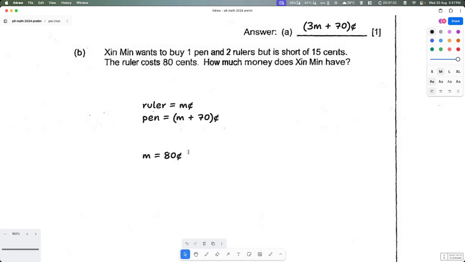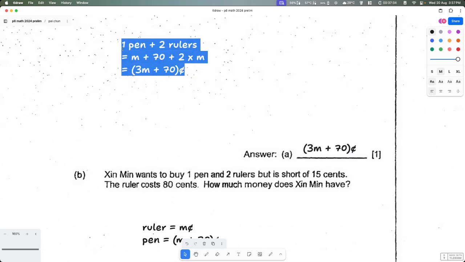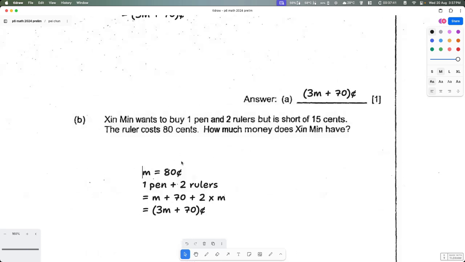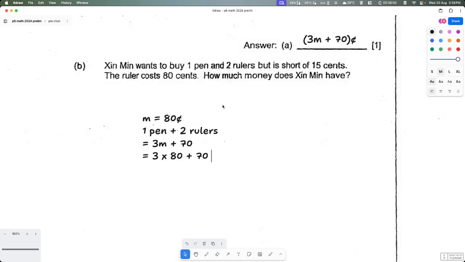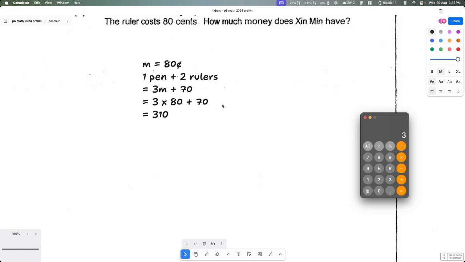Now we want to buy one pen and two rulers. Is it the same? One pen, two rulers. So I will just copy the whole thing. One pen plus two rulers. Let's see what's the cost. So m is 80 cents. One pen and two rulers is equal to 3m plus 70, which in this case is 3 times 80 plus 70. So what's 3 times 80? 240 plus 70 is 310. If you were to use your calculator, 3 times 80 plus 70, this will be 310 cents.